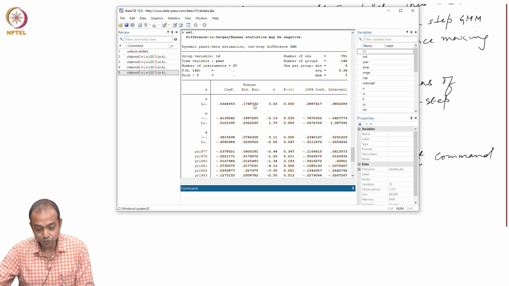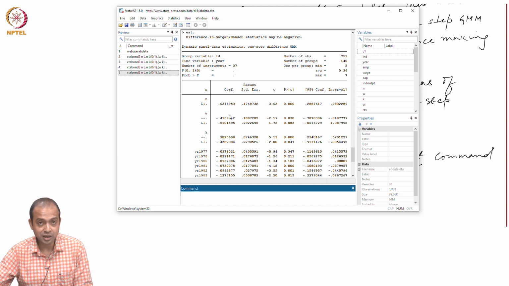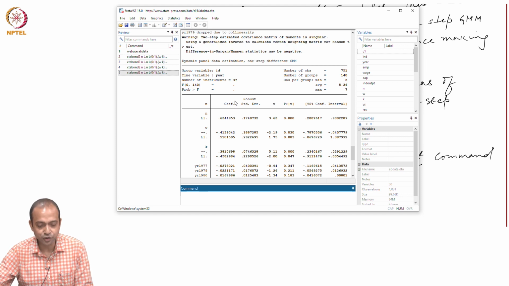So, when you are estimating one-step difference GMM, what is happening? My coefficient is 0.63, that means my coefficient is not lying within the specified interval. So, one-step difference GMM could not ensure that my estimate lies within the theoretically defined bound. Now, there might be many reasons for that. We should not blame only one step or two step.